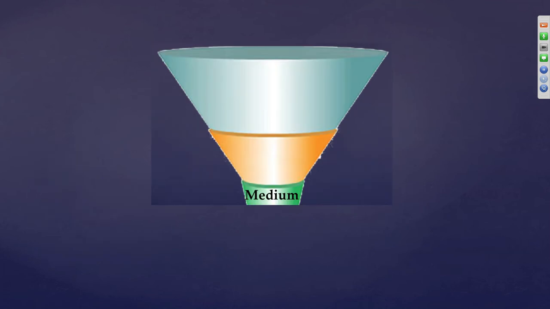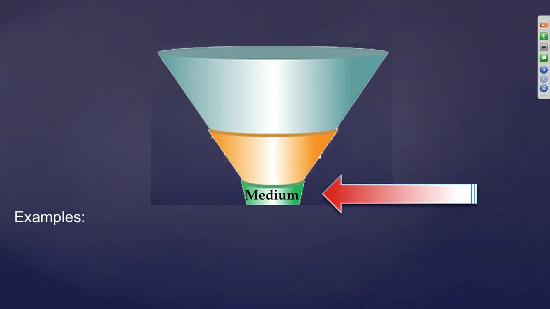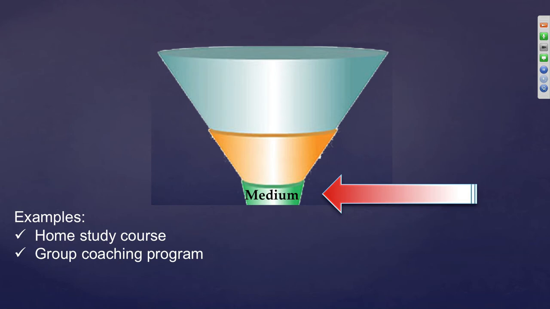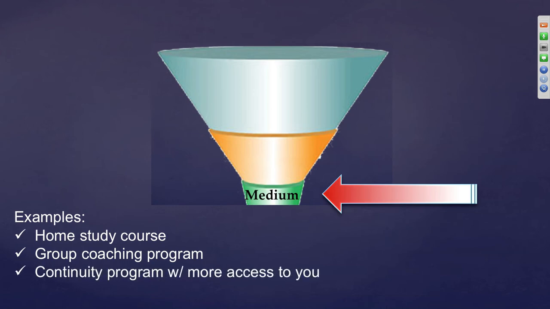Then we move into your medium priced programs, products, or services, right? Right here in the funnel, less people, but you're charging more money. So some examples of those would be a home study course. Again, maybe not as much one-on-one time with you, but maybe a little bit at this price point, okay? Because remember, this price point's going up to $497. A group coaching program works really well in this price point, and a continuity program again with more access to you. So maybe that's a program that comes in at like $147 a month or $127 a month because there's more access to you.